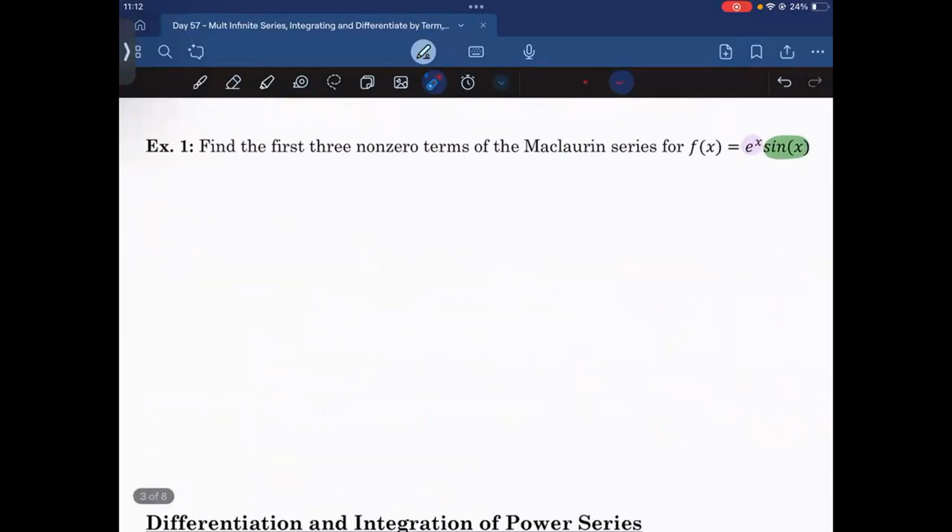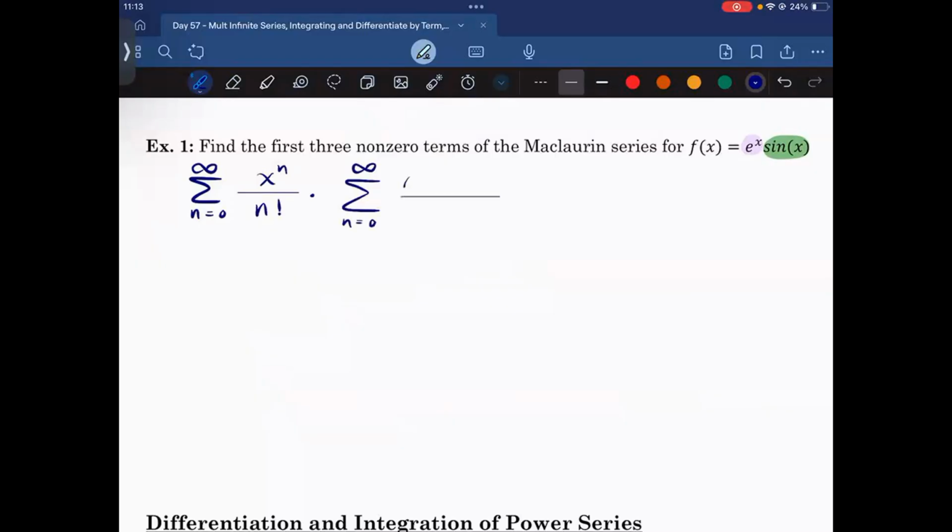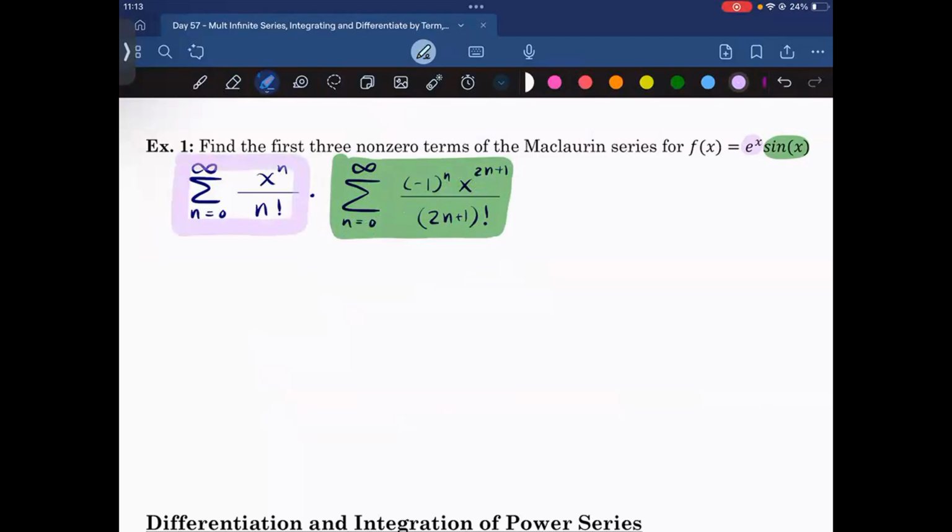So example 1, find the first 3 non-zero terms of the Maclaurin series for f of x equals e to the x sine of x. So I'm going to do the Maclaurin series for those ones, which is x to the n over n factorial times the sine series. So I'm just multiplying this, right? So e to the x and then sine of x. Just multiplying that, because they're Maclaurin series, so we know the memorized versions.